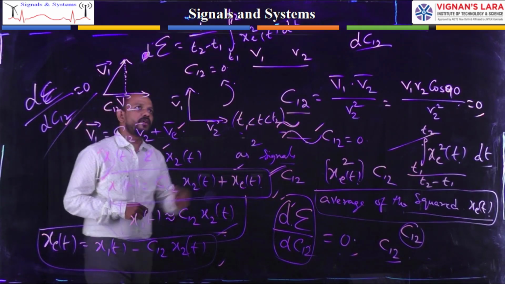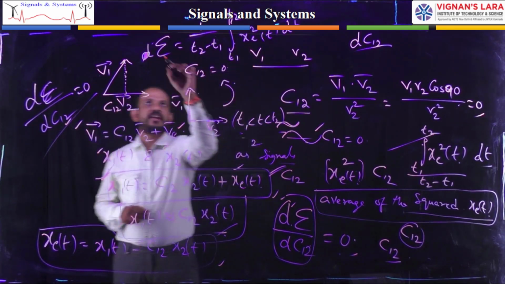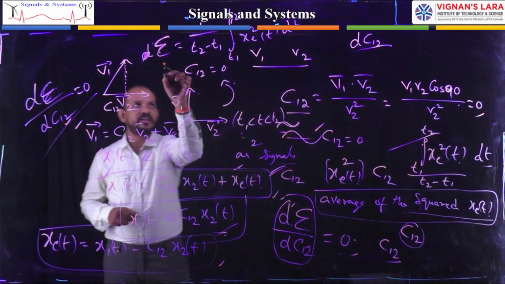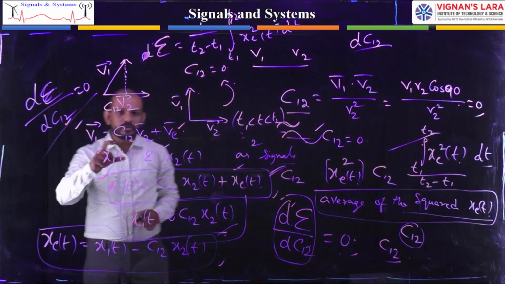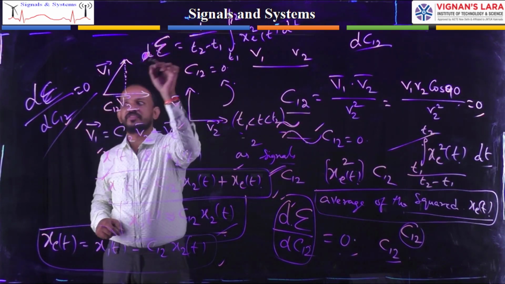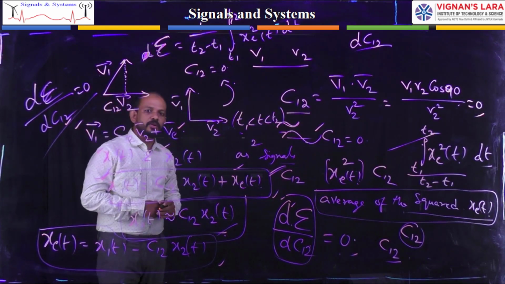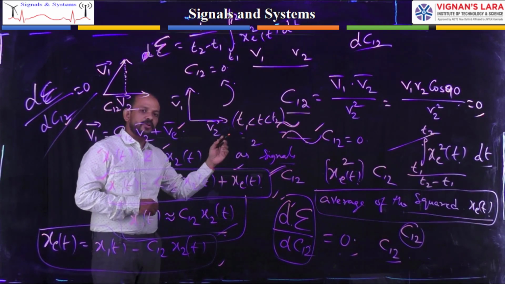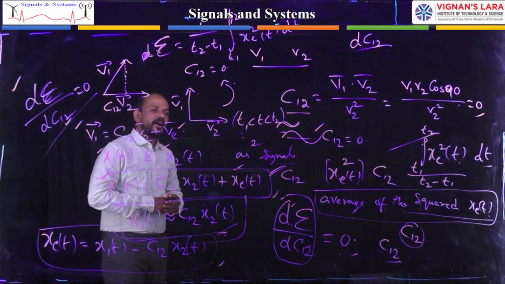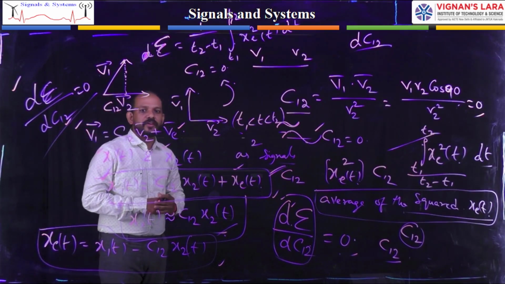I have given the value of xe of t and the average of the squared xe of t. So everything I have given. What do you have to do? We have to differentiate this one with respect to C12 and make it equal to 0. So why are we doing this? To find the value of C12.